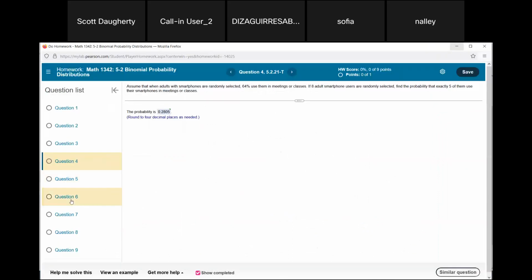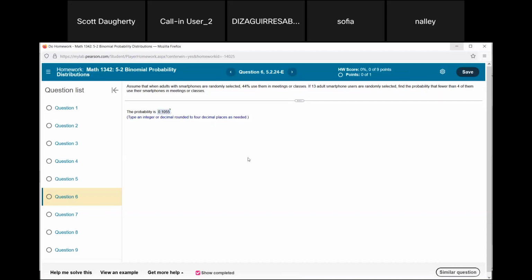I'm actually going to jump to number 6, I believe. Let me see. Yeah, so this one is kind of the same thing. This time, the population is 44% of them use their smartphones during classes or meetings. And we're going to randomly pick 13 from the population and count up how many of them use their smartphones during classes or meetings. But this time, we want to know the probability that we get fewer than 4 of them that do so.